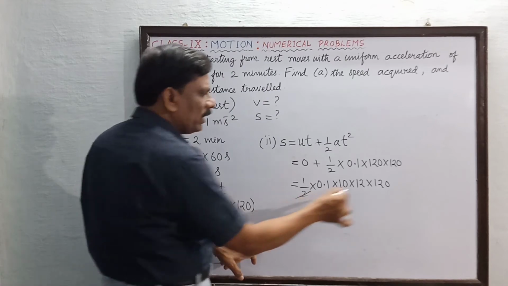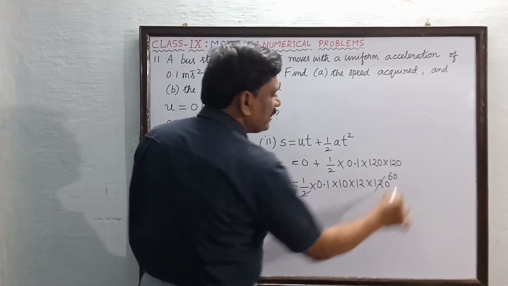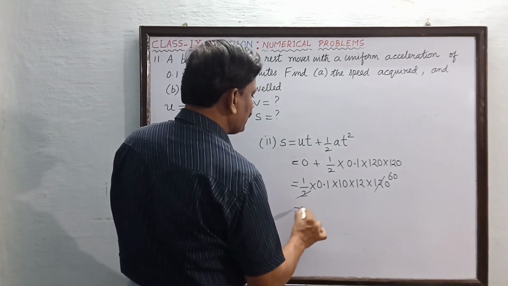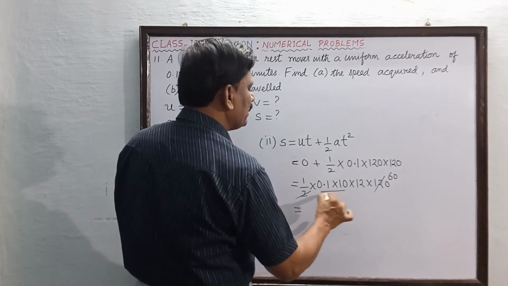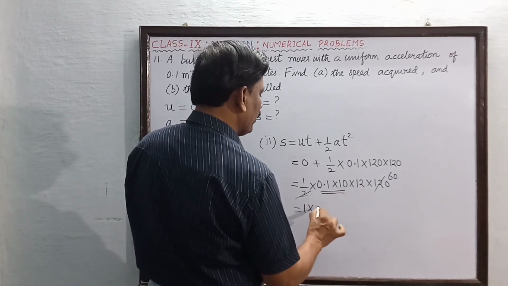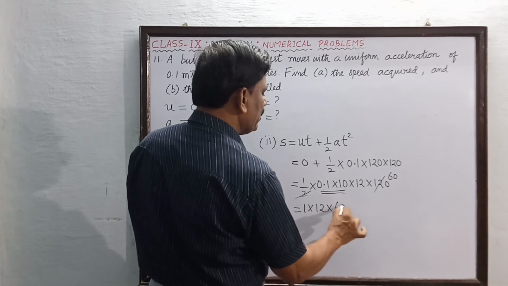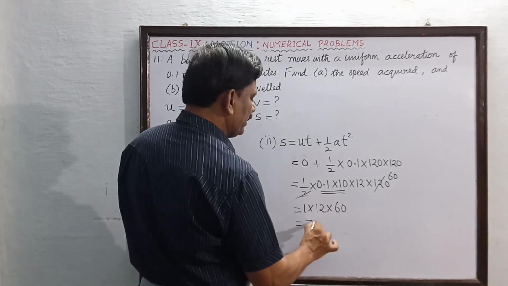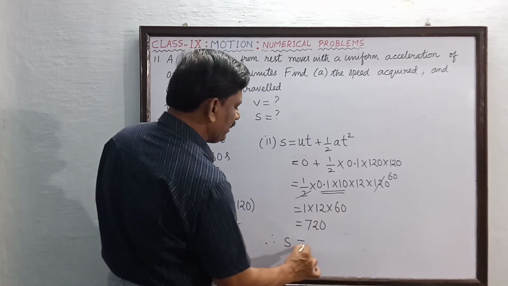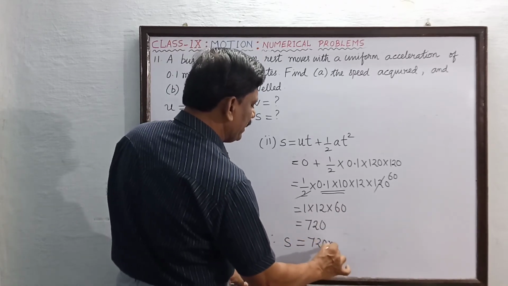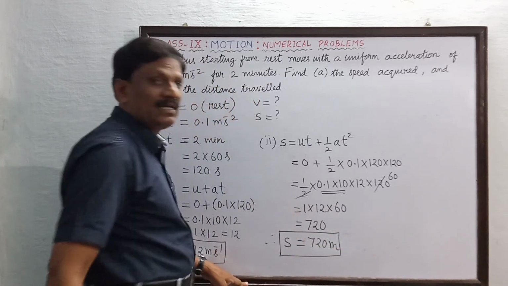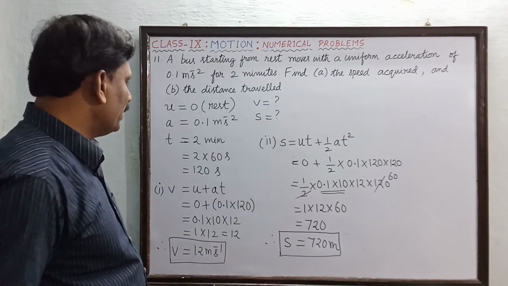So this 2 and 120 can be cancelled, 60 times. 60 into 2 is 120. So what are the remaining factors? Now 0.1 into 10 is how much? This is equal to 1. Is it not? So this is 1 into 12 into 60. 12 sixes are 72 into 10 is 720. Therefore the distance travelled is equal to 720 meter. So this is the answer for the second part of the problem.